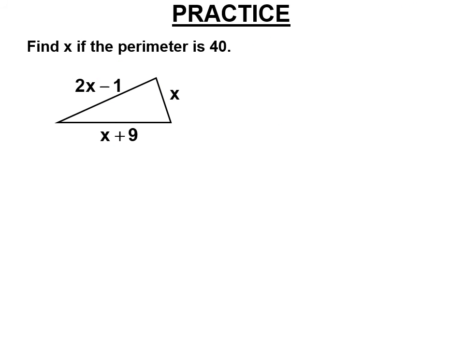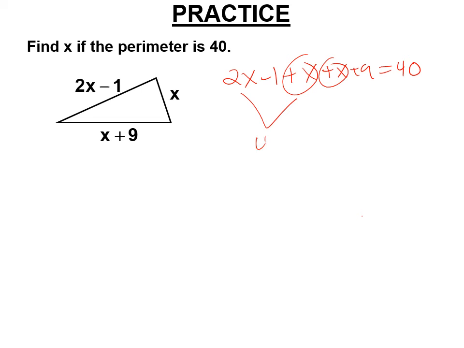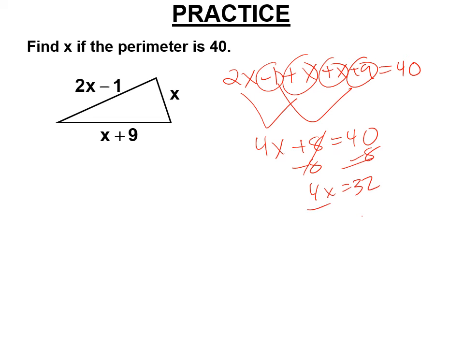All right, find the perimeter. So we can do it in any order. 2x minus 1 plus x plus 9 equals 40. Add those all up, and we can work backwards to figure out what x is. 2x plus x is 3x. Negative 1 plus 9 is positive 8. There's our 2 steps. Subtract 8 from both sides. 3x equals 32. Divide by 4. X equals 8. That's a sloppy x.